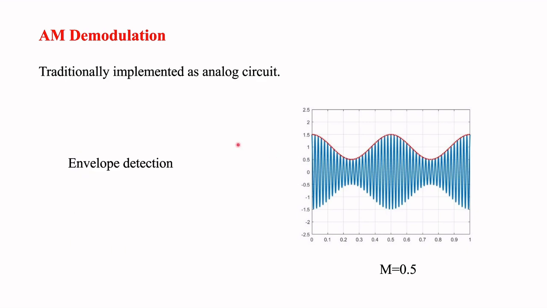AM demodulation can be done simply by extracting the amplitude of our carrier signal, which is called envelope detection. And traditionally, this operation can be done using a dedicated circuit that achieves this job. However, in this tutorial, we'll implement the demodulation using digital signal processing, which is how most, if not all, current communication systems work.